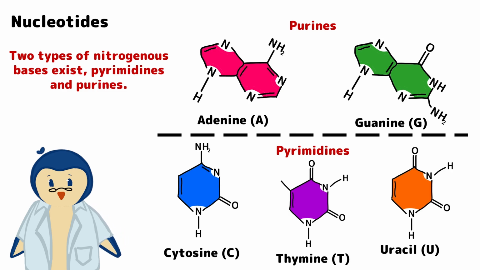And other than that, when we read the code, for example, of the nucleic acids, we use the A, G, C, T, and U letters for doing so.